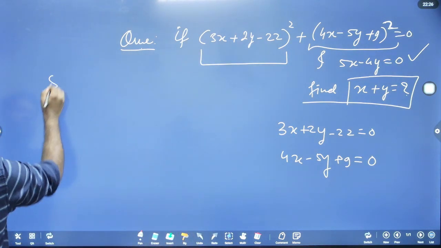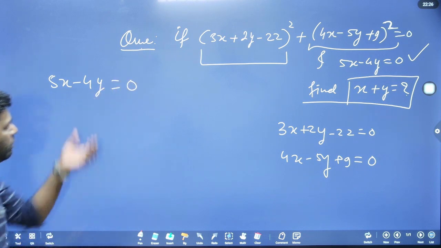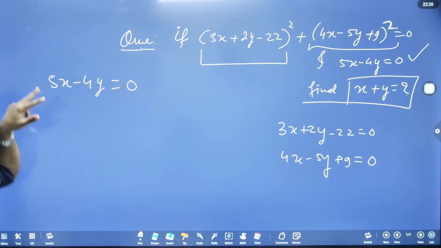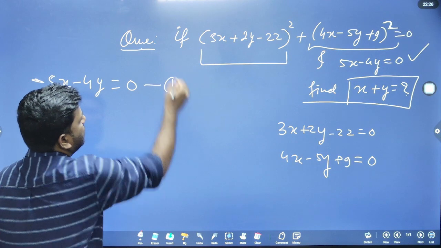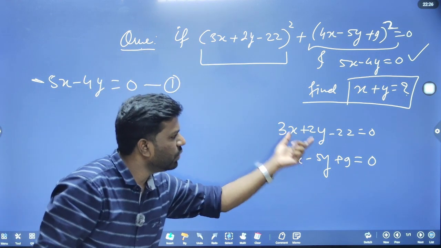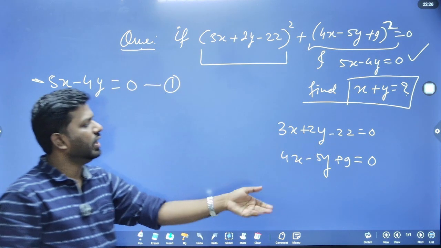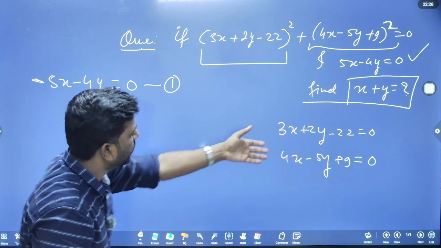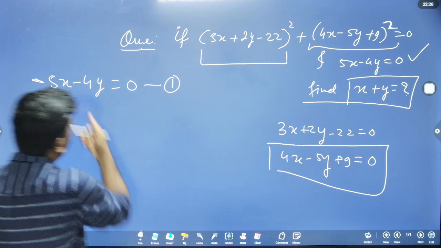The first equation we have is 5x minus 4y is equal to 0. We need another equation to solve for the values of x and y using this first equation. All right, let me number this equation first. This is your first equation. Now we need to get one equation to use with your first equation out of these two. Anything that looks similar to the first one. This is similar to the first equation.